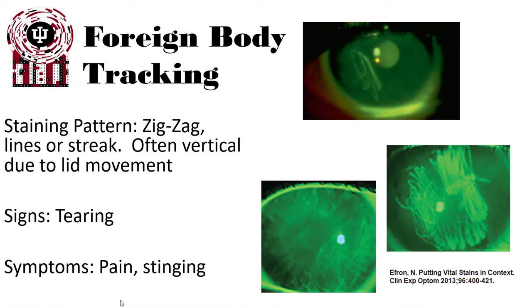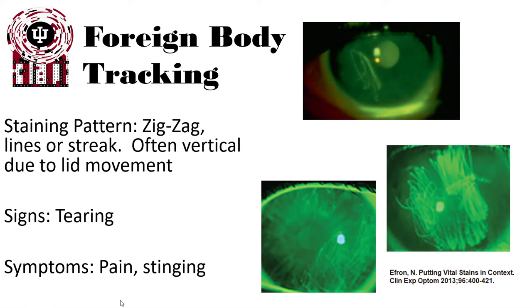Let's talk in more detail about specific patterns. As we just discussed, foreign body tracking typically has a staining pattern of zigzag lines or streaks. The critical part is lines dragged across the cornea. These are often vertical due to the lid movement. Remember, our lids go up and down, and they pull that foreign body across that cornea as it goes. Some signs can be tearing, and symptoms can be pain and stinging for obvious reasons.